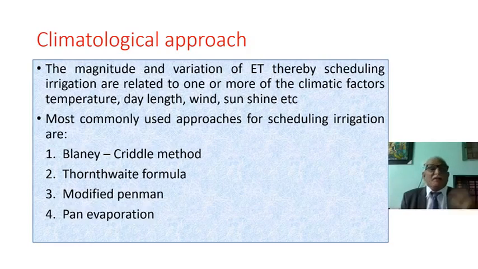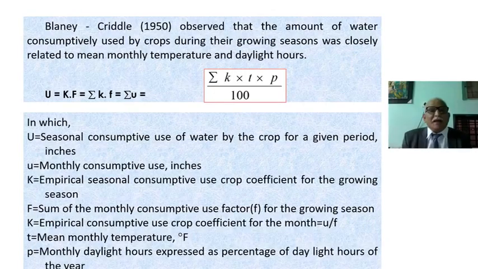Transpiration determination or estimation, climatological approaches we have discussed. Of them, number one is the Blaney and Criddle method. Blaney and Criddle, 1950, observed that the amount of water consumptively used, there is a difference between GT and consumptive use. It means both evaporation losses and transpiration losses from the crop. Consumptive means the amount of water stored in the above ground and below ground parts of the crop. That is the consumptive use.